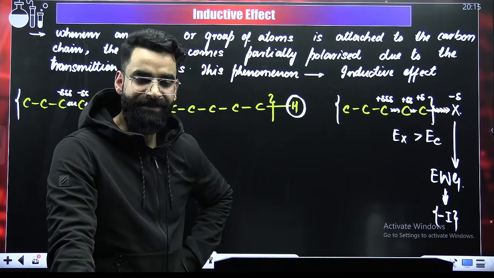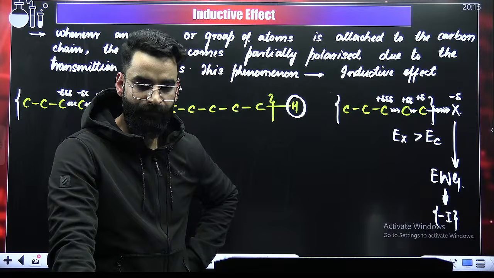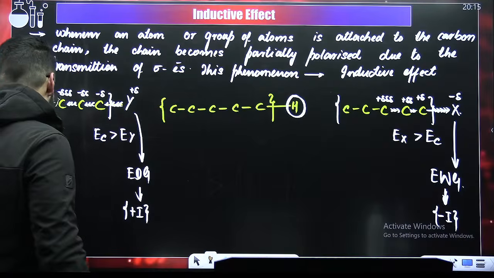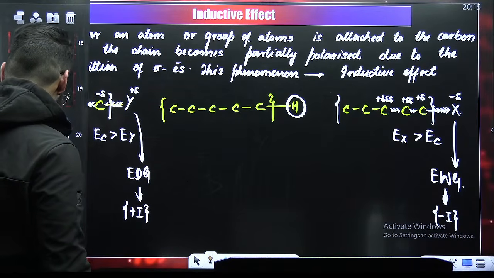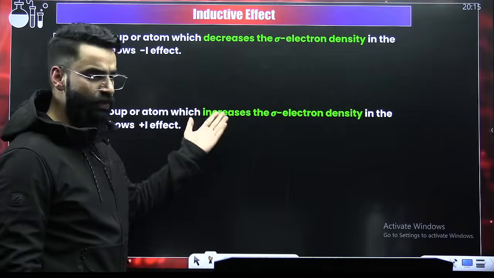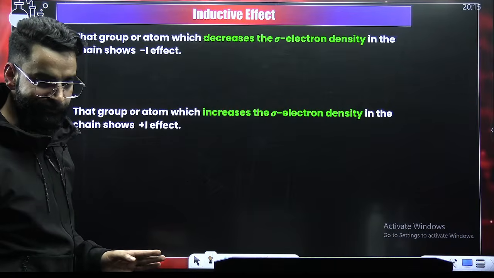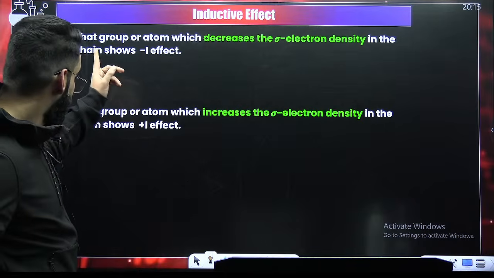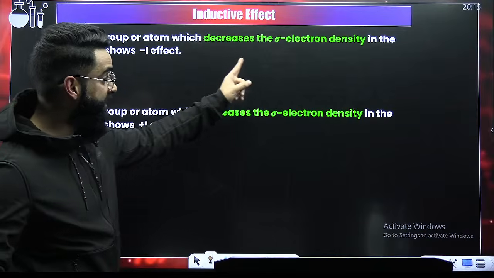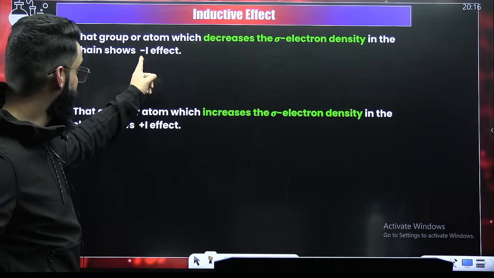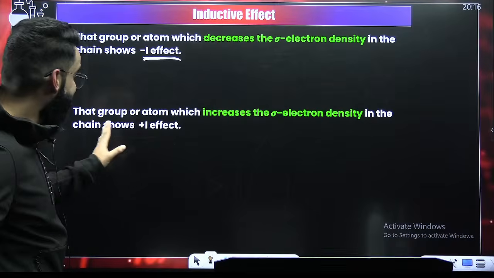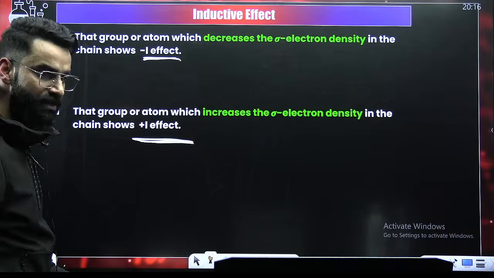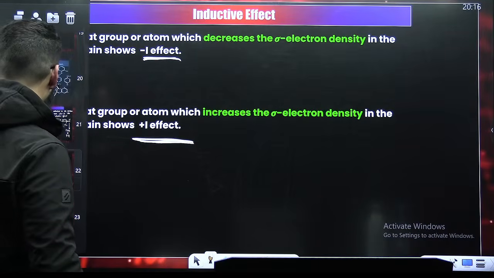I hope all the things are clear till here. Okay, now let's try to understand a few more things, guys. I believe these two things are already clear to everyone. That group or atom which decreases the sigma electron density in the chain, we say that group shows minus I effect. That group or atom which increases the sigma electron density in the chain shows plus I effect.